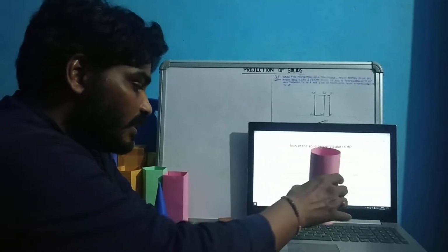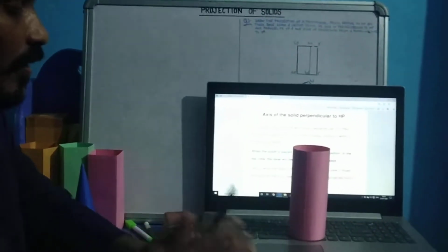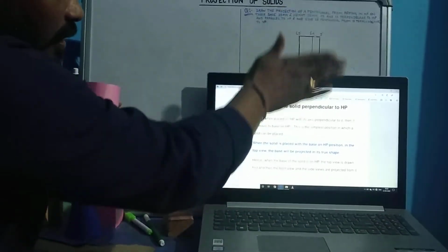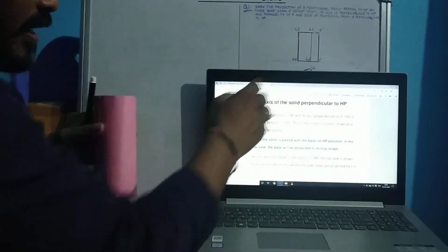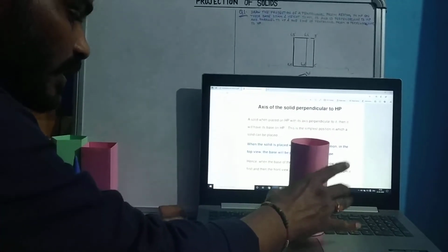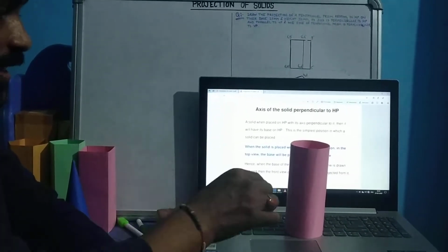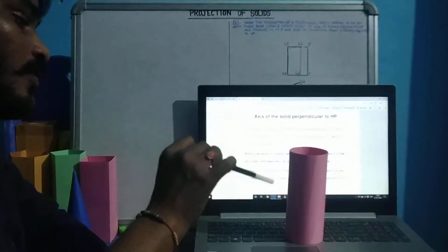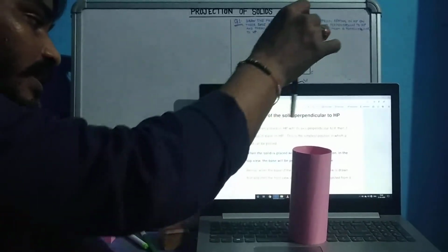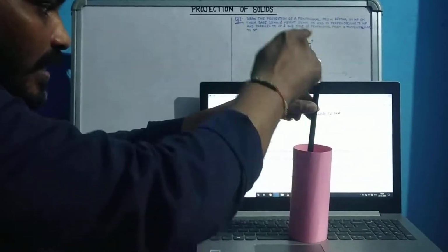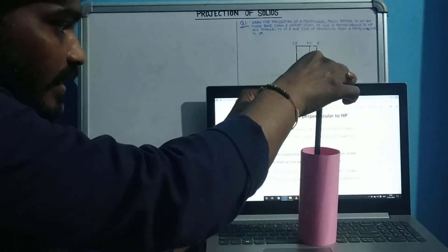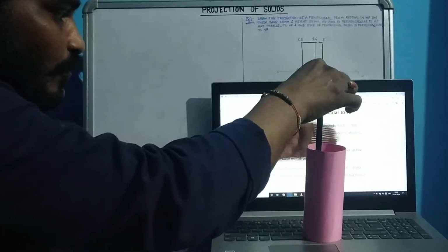Suppose, taking the example of a cylinder, and we are placing it here. First, consider this surface as the HP plane. Consider this vertical surface as the VP plane. And now this solid may be placed like this. And if this solid is placed like this, what can we say? We can say a cylinder is placed in the first quadrant in such a way that its axis is perpendicular to this HP plane and its axis is parallel to this VP plane.